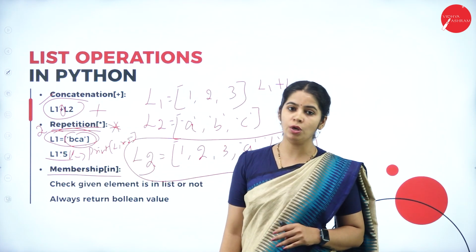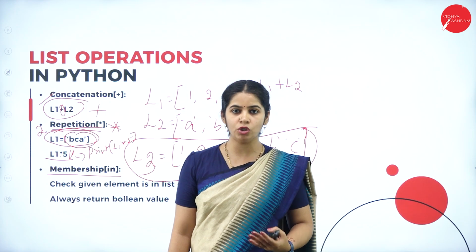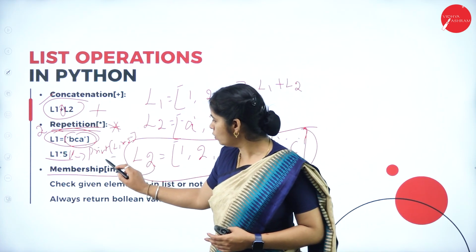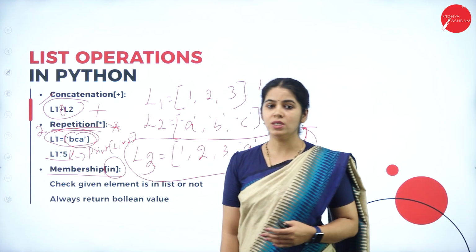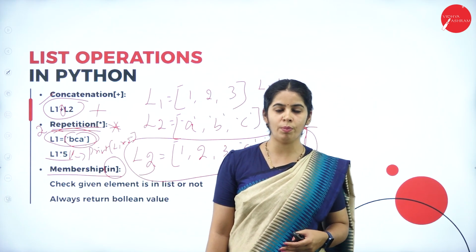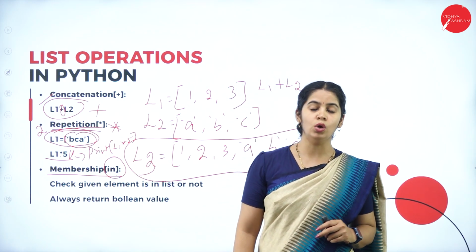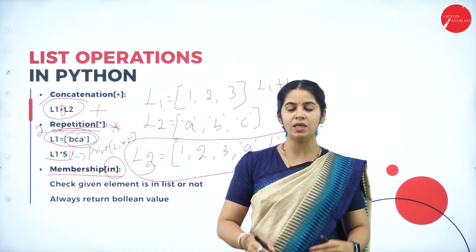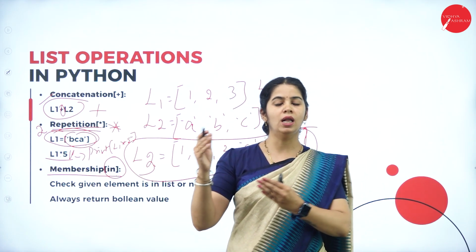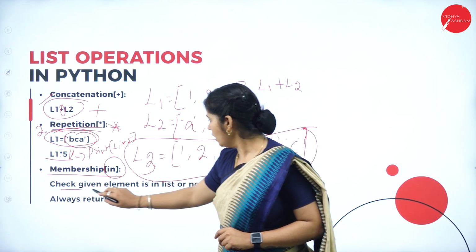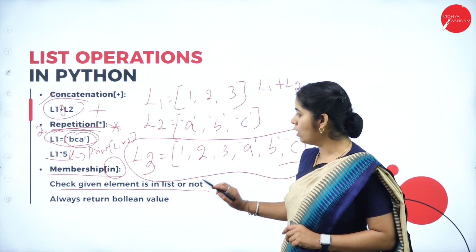Then the membership operation. What do you mean by membership operation? We don't have a particular operator here. Here we are going to use the keyword in. What is the keyword to represent the membership operator? In. This will display the Boolean value whether the given element is present in the list or not. It checks whether a given element is in the list or not.